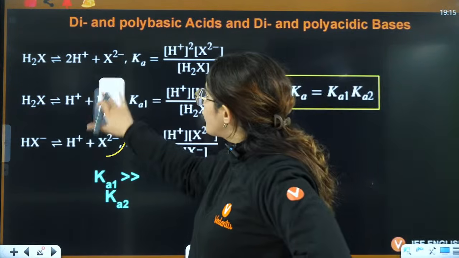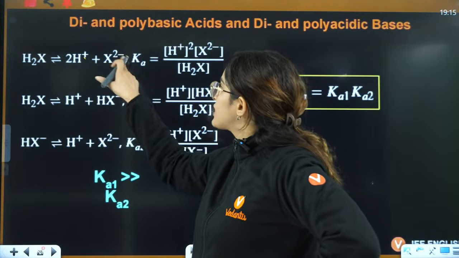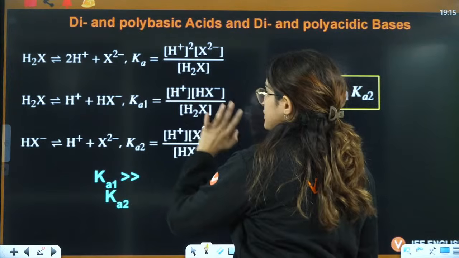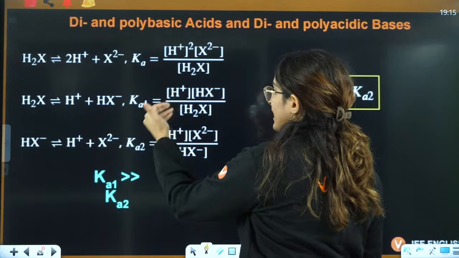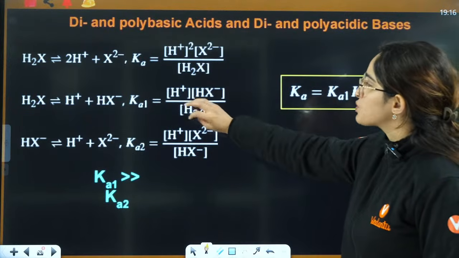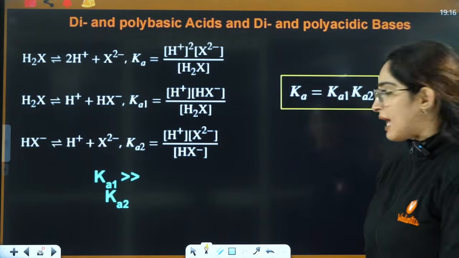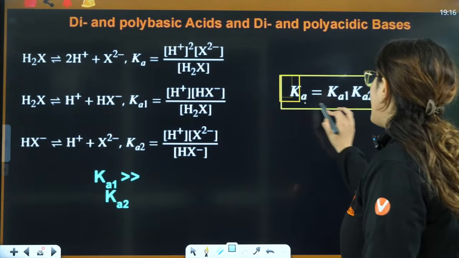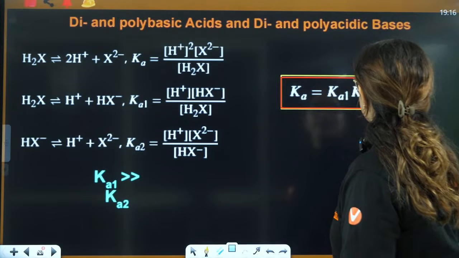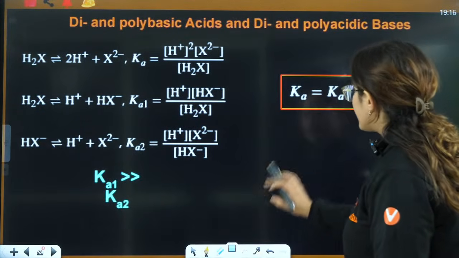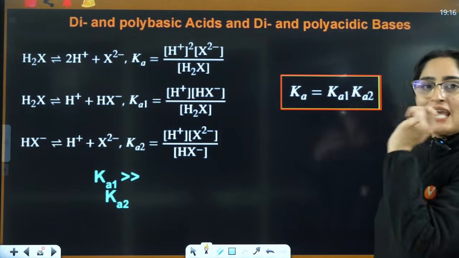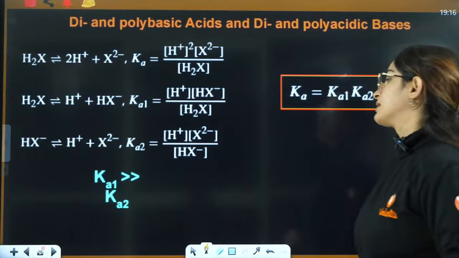And if you see the overall reaction, when it directly gives 2 H positive, then the reaction will be this. Accordingly, Ka1 and Ka2, you will put all the values, and what you will see is that Ka is equal to Ka1 into Ka2. That is the formula that we have for polybasic acids, right? Overall Ka is equal to the multiplication of the Ka of individual steps here, right?